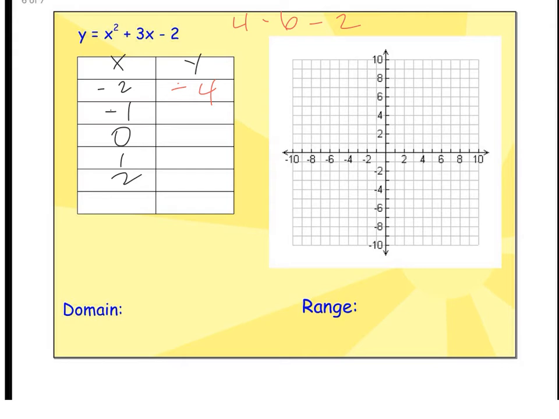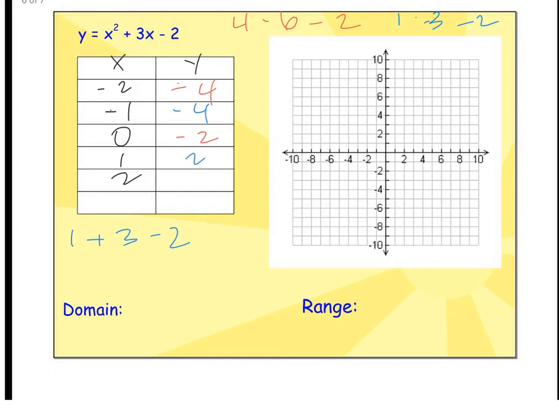If I'm going to do -1 next, I'm going to get 1 minus 3 minus 2. So that's going to give me a -4 also. If I plug in 0, well, 0 squared is 0, 3 times 0 is 0, so that's just a -2. Plug in a 1, I'm going to get 1 plus 3 minus 2, so that gives me a +2.